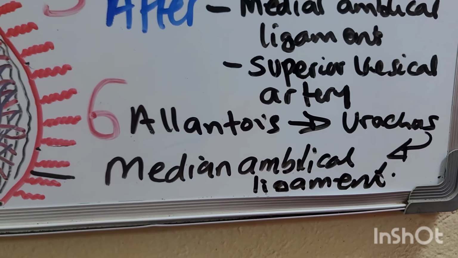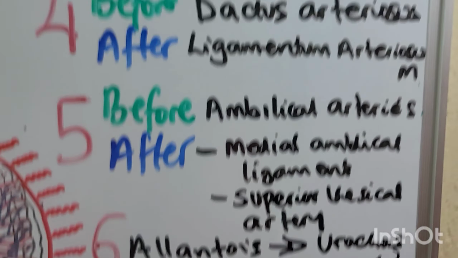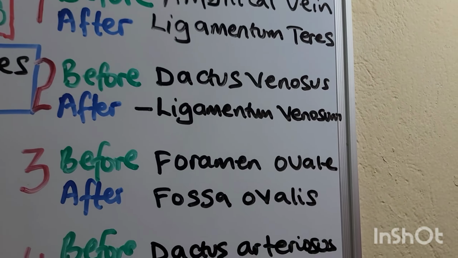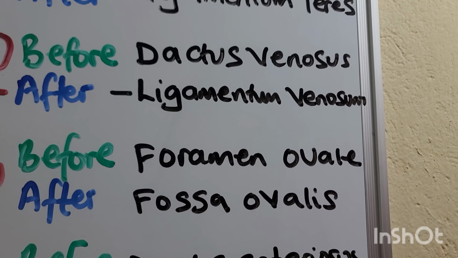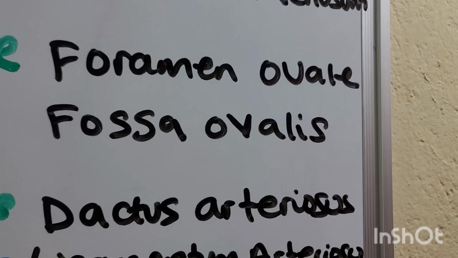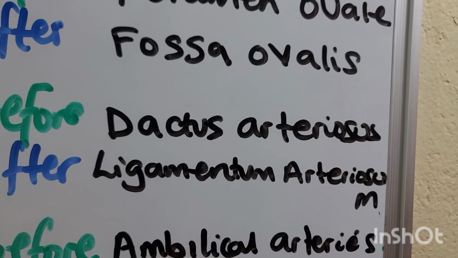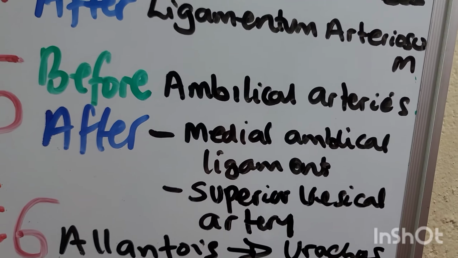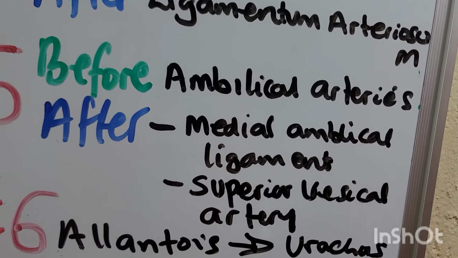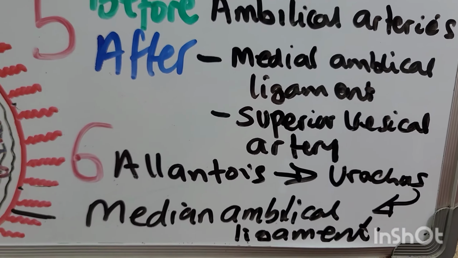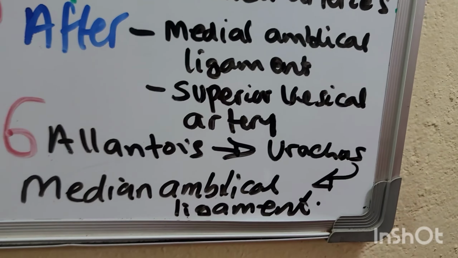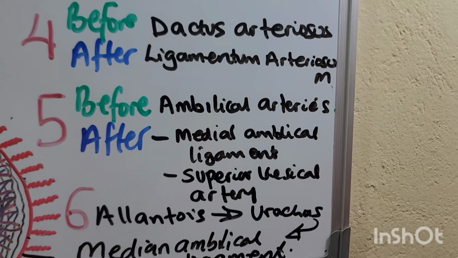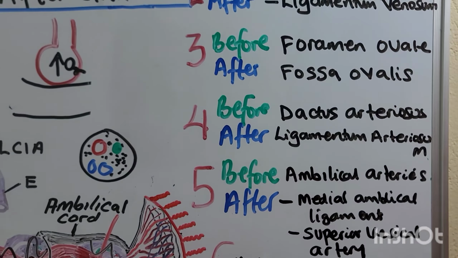Okay, so now these are the common events that are going to happen after birth. Umbilical vein turning into ligamentum teres. Ductus venosus turning into the ligamentum venosum. Foramen ovale turning into the fossa ovalis. Ductus arteriosus turning into ligamentum arteriosum. The umbilical arteries are going to turn into two things: the medial umbilical ligament and the superior vesical artery, and then the allantois will turn into the urachus, which later turns into the median umbilical ligament. Okay, so now that briefly covers the events that happen after birth.